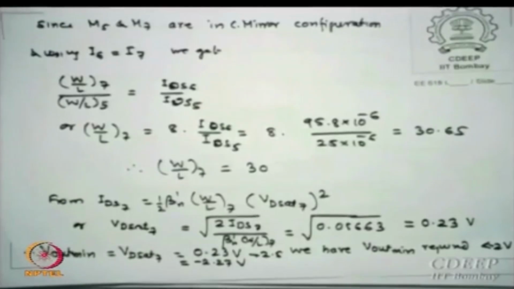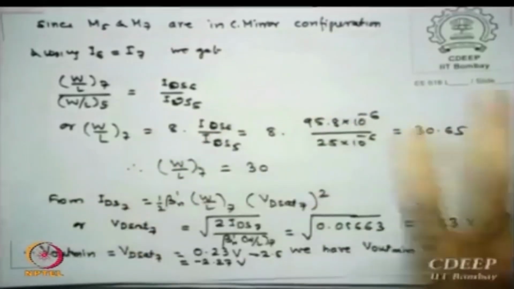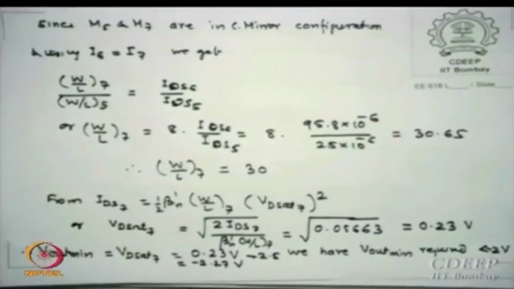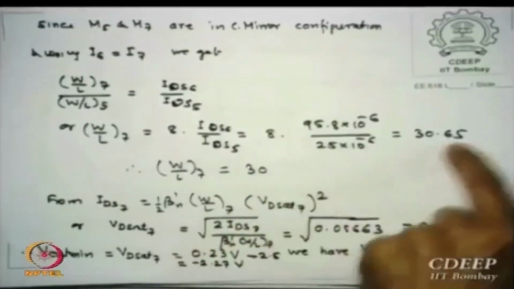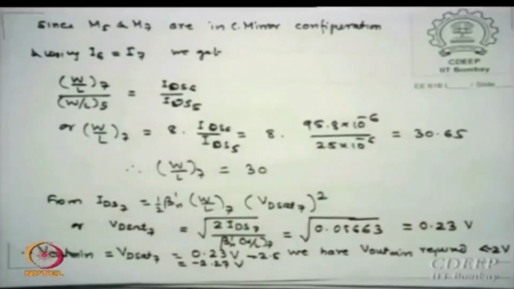30.65, so nearest value is 30. Normally how much should I put? 32, but I am not sure whether it will change VD sat how much, so I kept 30. Okay. Is it clear? M5, M7 are in mirror, but M7 is now drawing 95 microamps current. M5 is only drawing 25 microamps current. So the ratio of M5 to M7 should be 30, multiplied by the value of W by L5, so it is 8 into this ratio, roughly 30.65, which is 30.